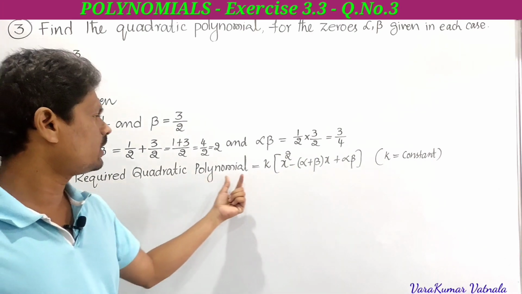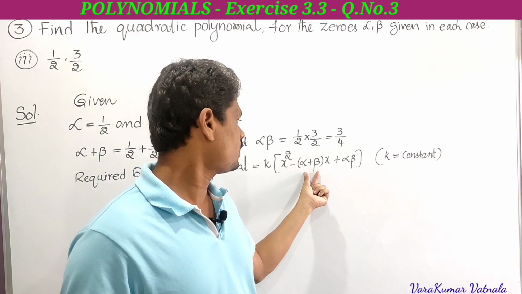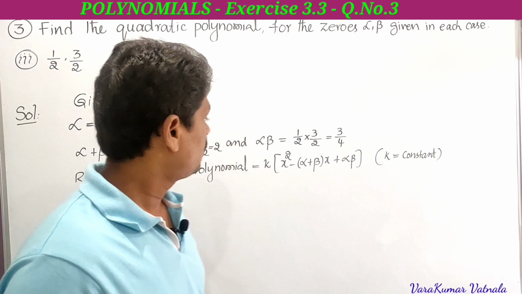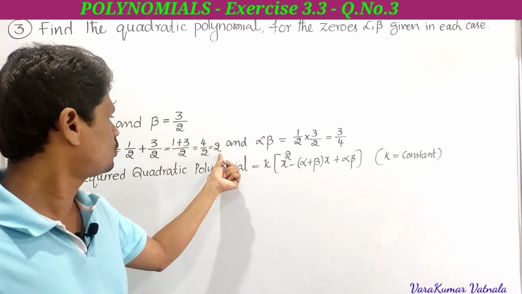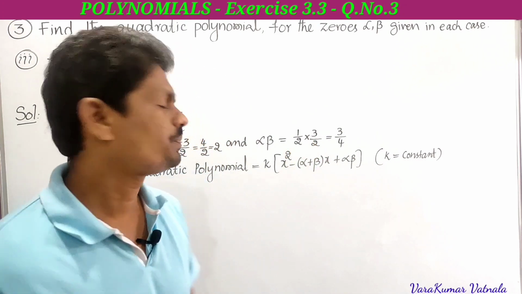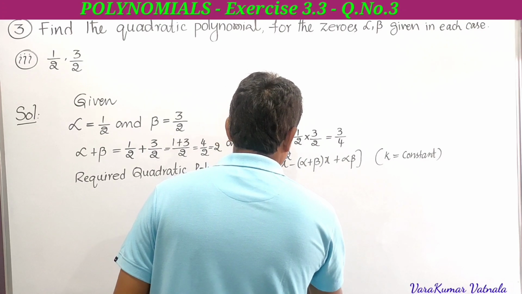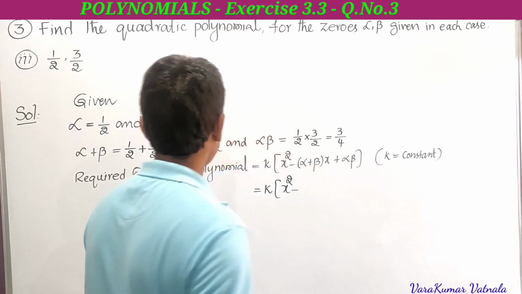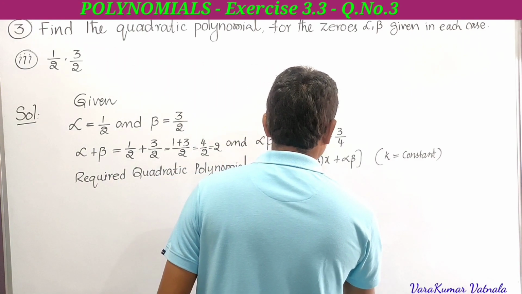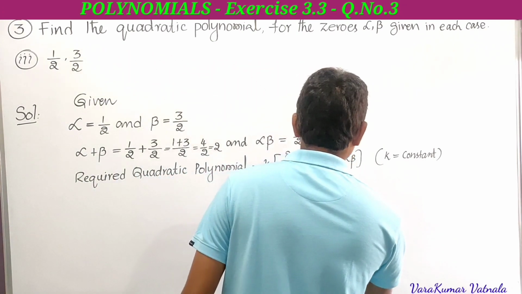So now the required quadratic polynomial is equal to k into x square minus alpha plus beta into x plus alpha into beta, where k is constant. Now we have alpha plus beta is 2, alpha into beta is 3 by 4. We have to substitute in the formula. So see here, k into x square minus alpha plus beta, which is 2, into x plus alpha into beta value, which is 3 by 4.